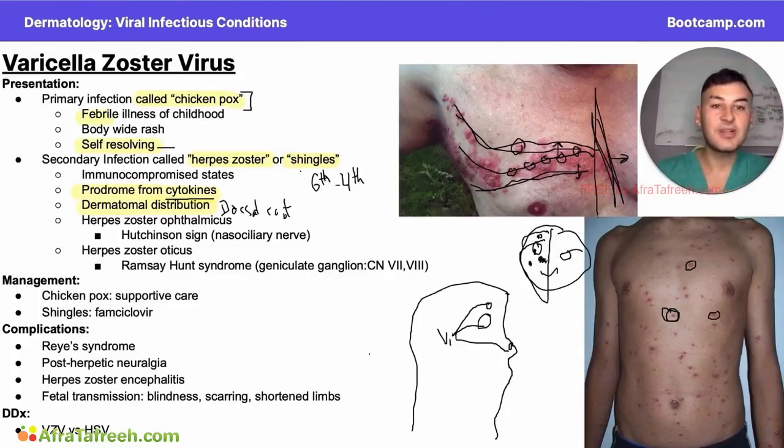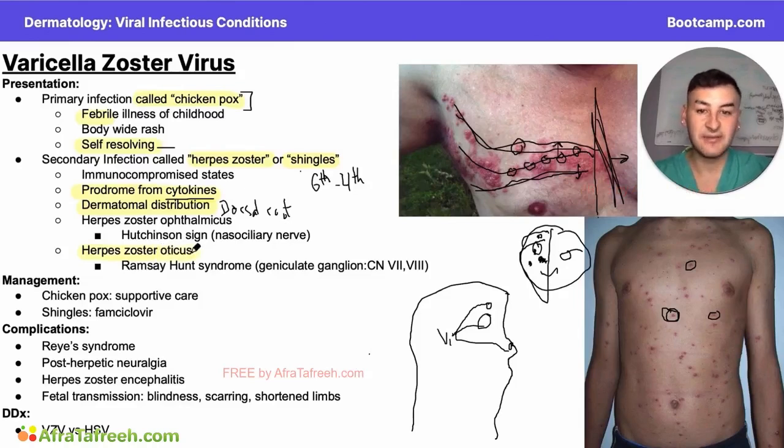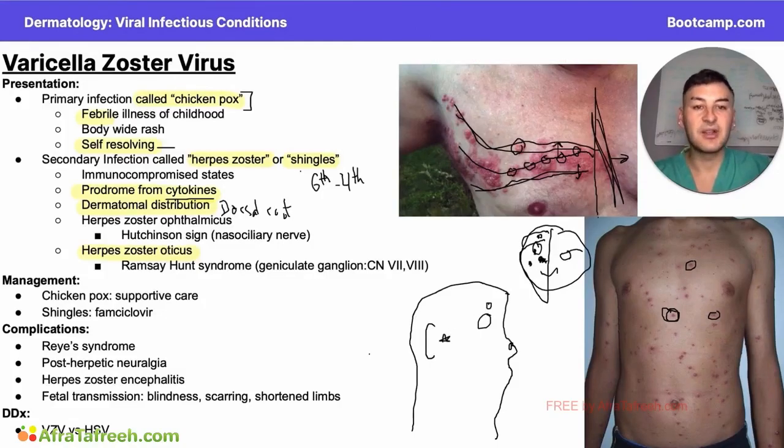So next, let's talk about herpes zoster oticus, which is another important distribution of shingles virus of the face. So I'm going to go ahead and erase our V1 distribution, which was due to herpes zoster ophthalmicus. And now I'm going to draw my ear, and I'm also going to represent this little star as our geniculate ganglion, which is comprised of cranial nerve 7 and cranial nerve 8.